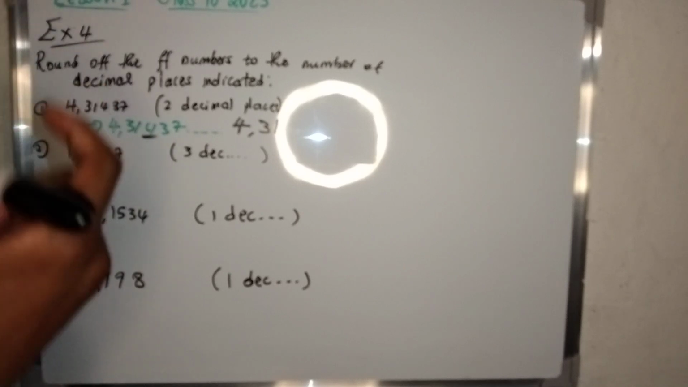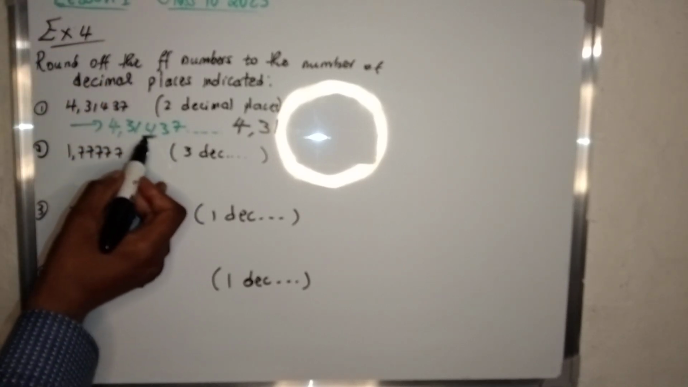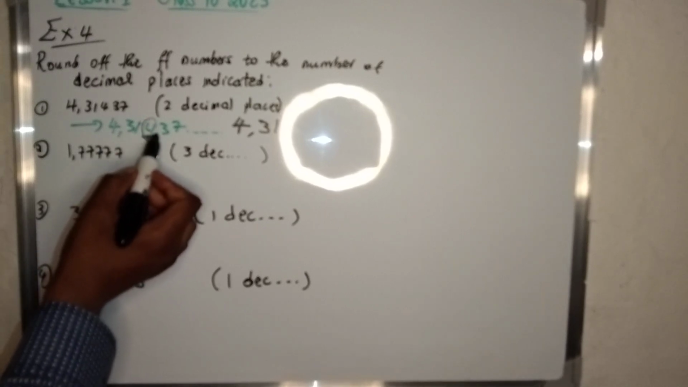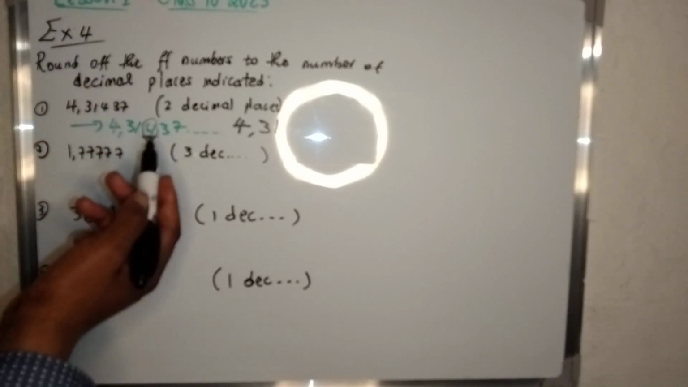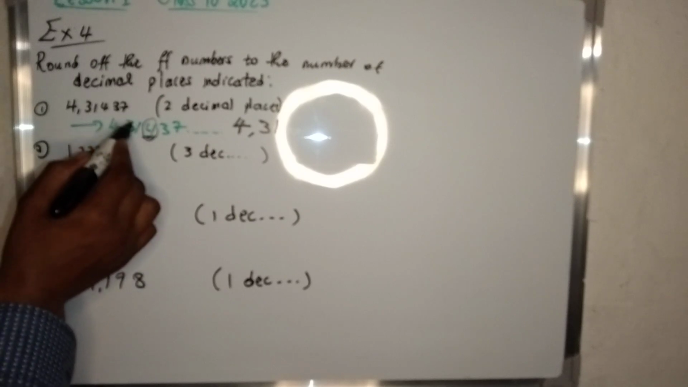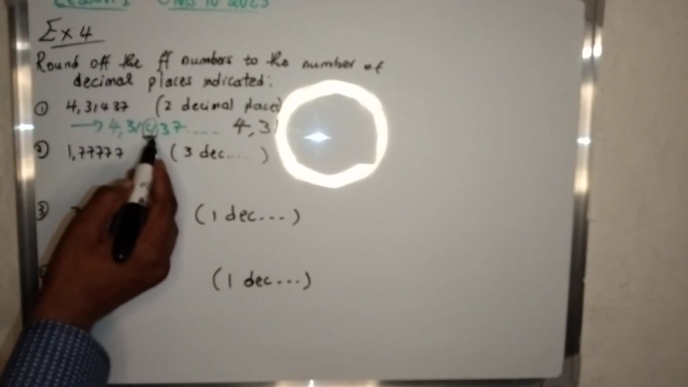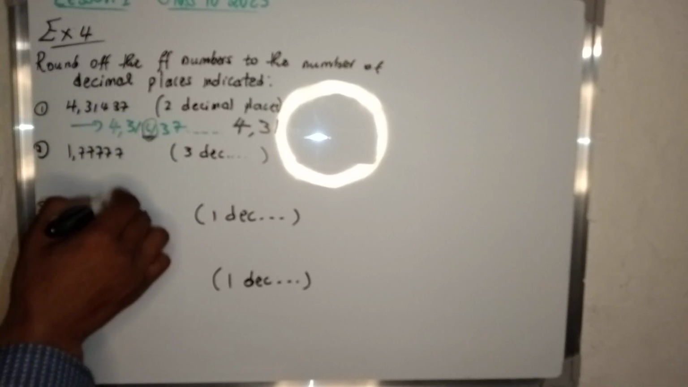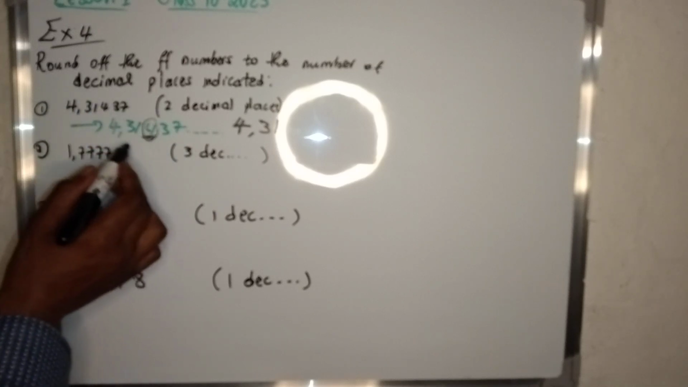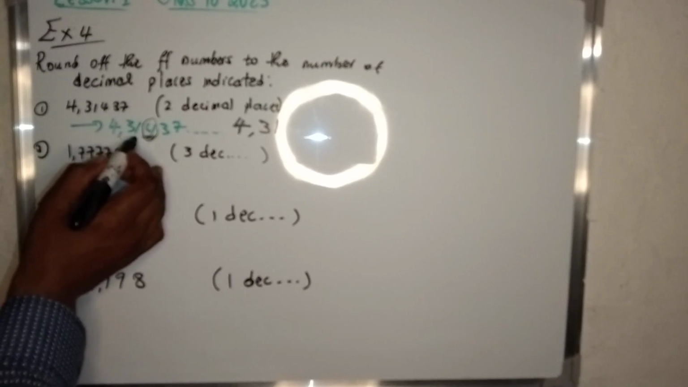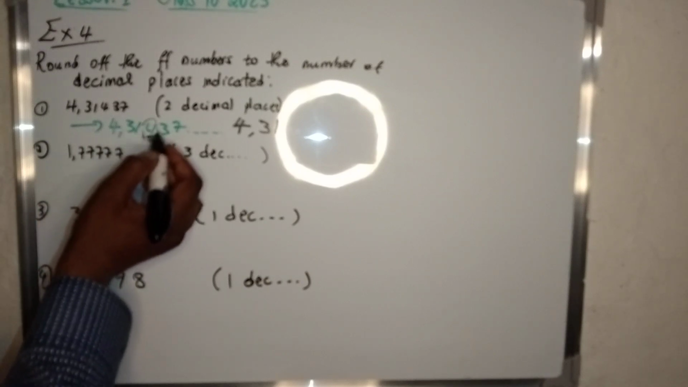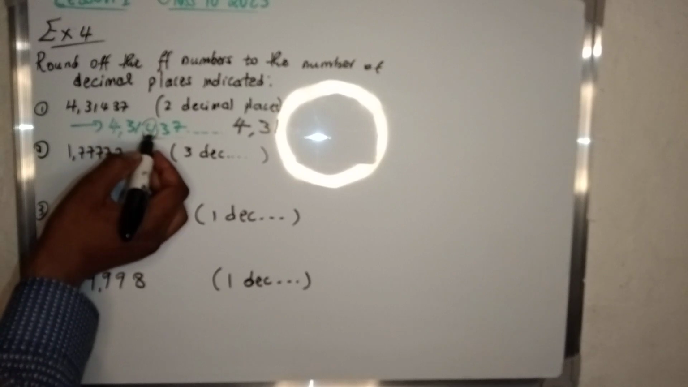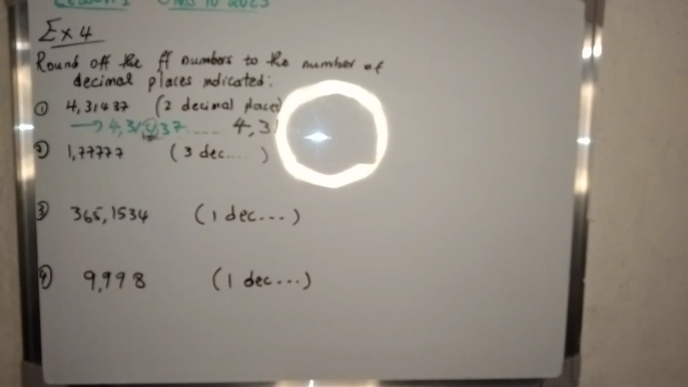But now listen carefully. In the third digit here, what do you do? You take 1 only if it starts from 5 and above. Then you take 1 in the third one and add it to the second one. But if it is 4 and below, you don't take anything. That means you only take the 2 digits after the comma and ignore the rest. If the third one is 5 and above, you take 1 and add it to the second one. Simple as that. But let's look at this one together.